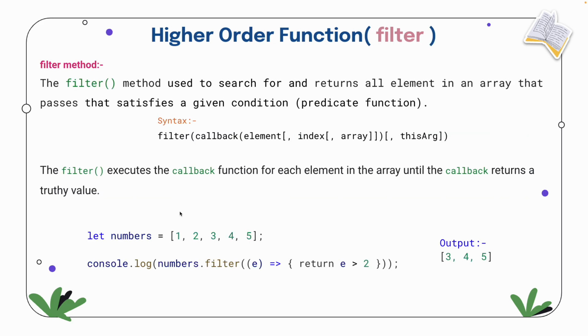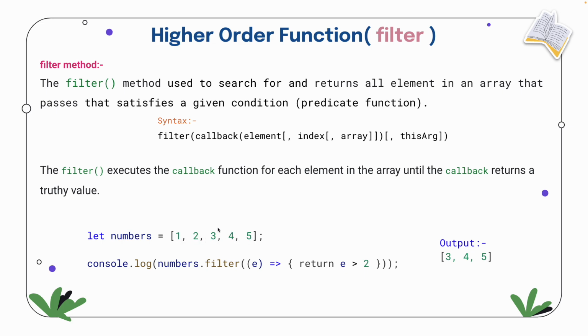Okay, now next we'll go for higher order functions. First higher order function, that is filter. Filter is a higher order function. As the name suggests, it filters out some of the data from the array, right? Filter means based on what condition it has to filter, so that we are going to check in the code. Let's suppose I have one array having 1 2 3 4 5.